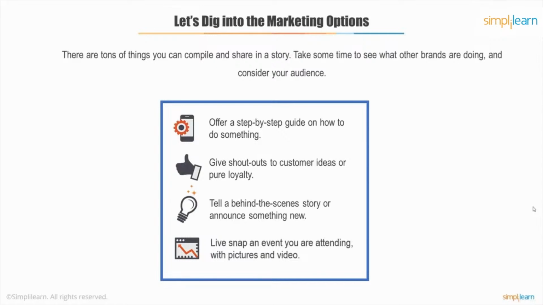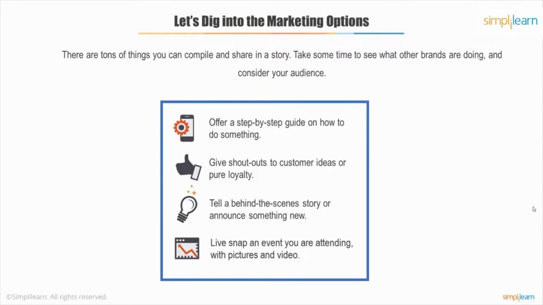Now, thinking about some of the marketing options that are available here, there's so many different things that you could compile and share in a story on Snapchat. So again, taking the time to look and see what other brands are doing, run some searches, look for some case studies, and think about your audience. But a couple of broad generic level ideas that I want to put out there are things like putting together a step-by-step guide on how to do something. Again, each step could be a photo or it could be a short video, and you can compile them together in order for a story.